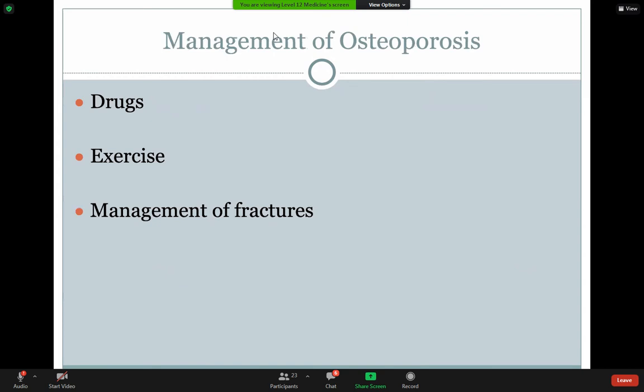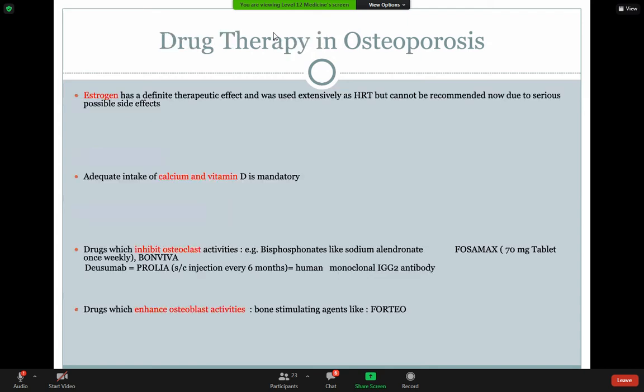So when a patient is diagnosed with osteoporosis, how do we treat it? So we treat it with medications, with exercise, and if they get fractures, we treat the fractures. What kinds of medications do we give? So estrogen has a definite therapeutic effect and was used in the past, as we said, but cannot be recommended now due to serious possible side effects. Adequate intake of calcium and vitamin D is mandatory. Drugs which inhibit osteoclast activity can be given, such as bisphosphonates.